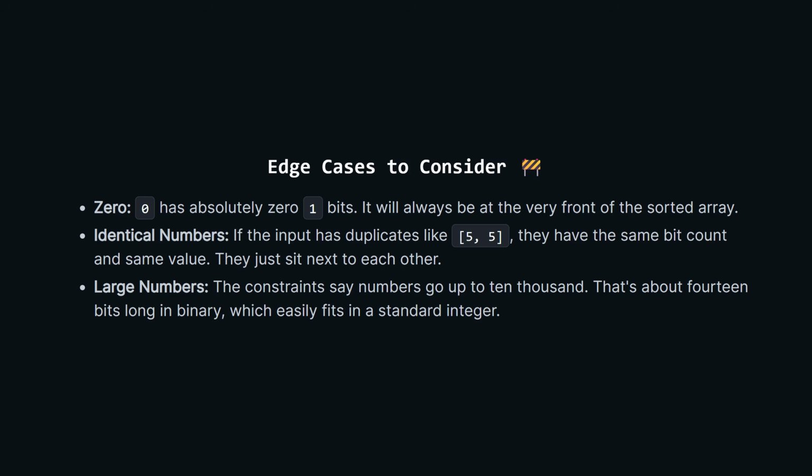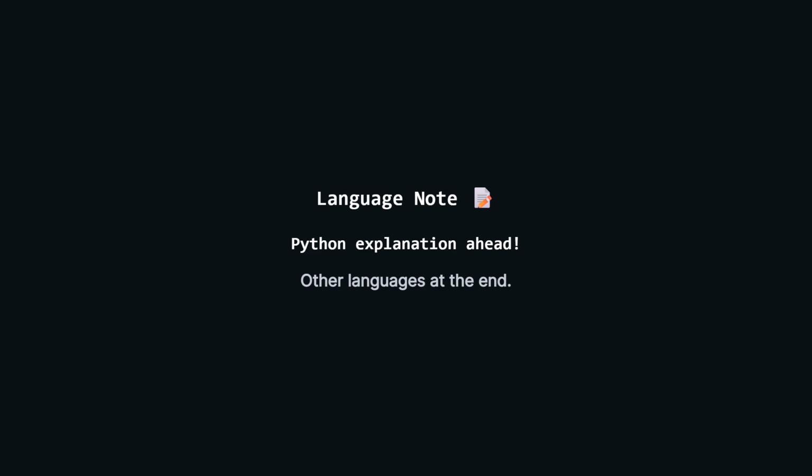Before we write code, it's good to think about edge cases. The number 0 is special because it has literally 0 bits set, meaning it will always safely land at the very start of our final list. If we have duplicate numbers, the tiebreaker logic just puts them side by side, which is perfectly fine. And our numbers only go up to 10,000, so we don't need to worry about massive numbers overflowing our bit counters.